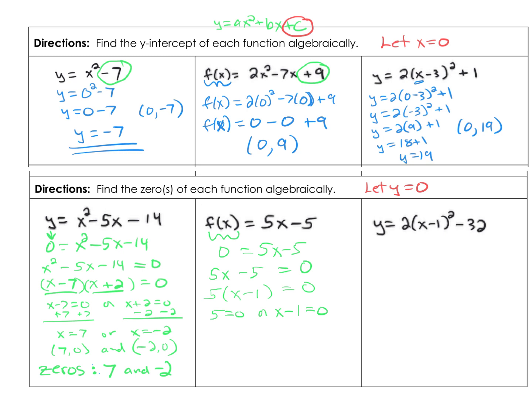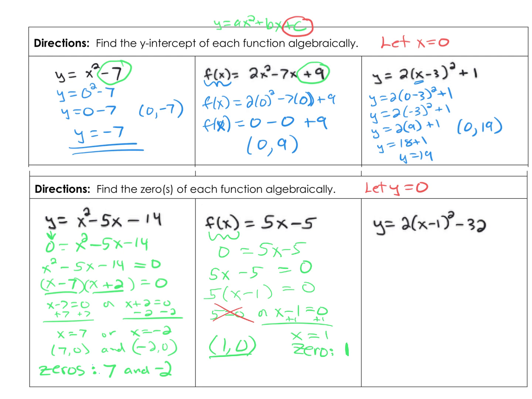Well, 5 can't be 0. Cross that out. So my answer is going to come from this. I add 1, and I get x equals 1. That means the x-intercept is 1 comma 0. And if you're asked for the 0, you can just say that it's 1. If you're asked for the point, you would say 1 comma 0.